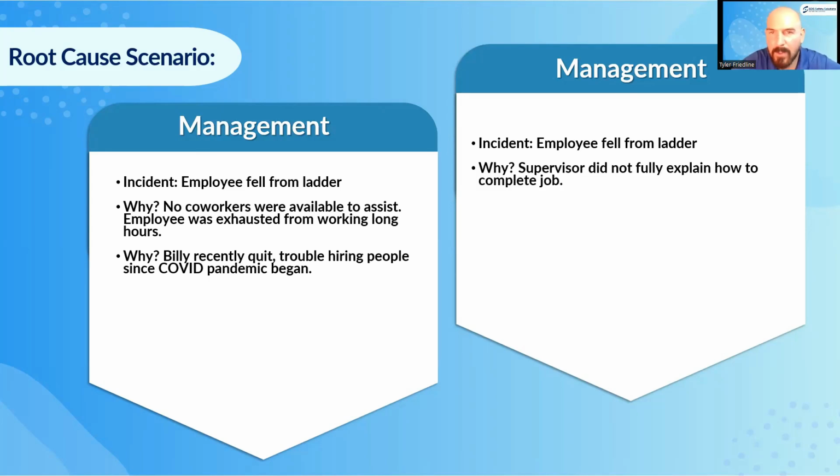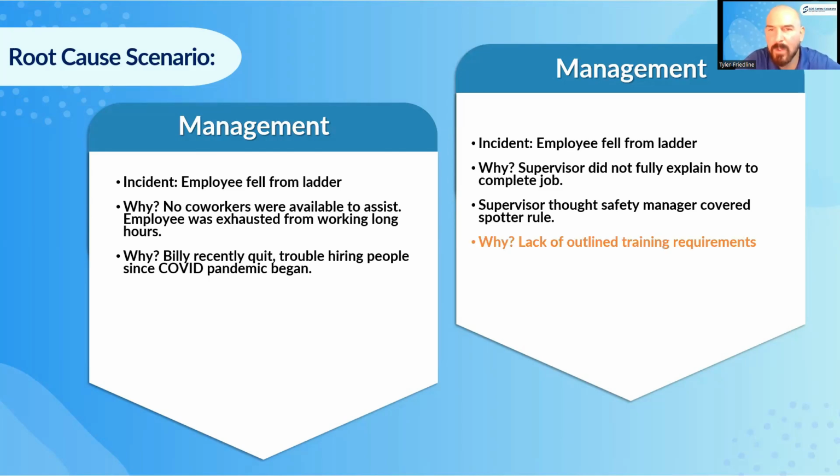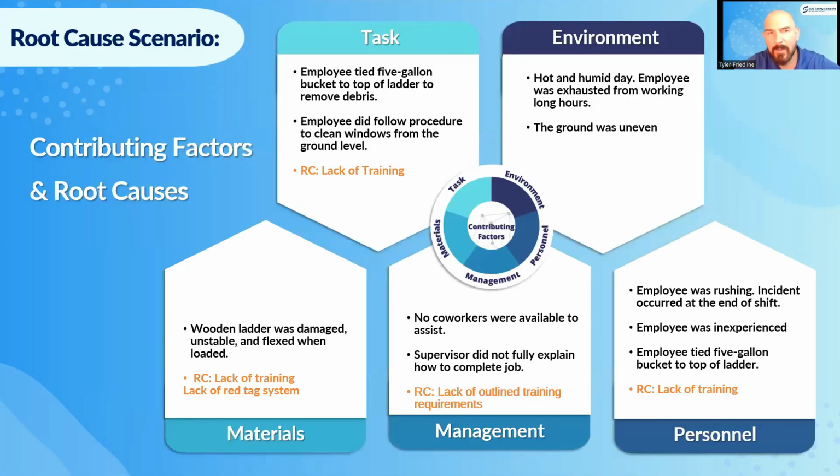All right, our other bullet, the supervisor did not fully explain how to complete the job. Why was that? The supervisor thought the safety manager covered the spotter rule. If you remember, Brennan said, oh, I thought that the safety person went over this in orientation. Why is that? Well, it's not just a lack of training, it's a lack of outlined training requirements, right? So what does the safety manager complete and what does the supervisor complete? That wasn't properly outlined.